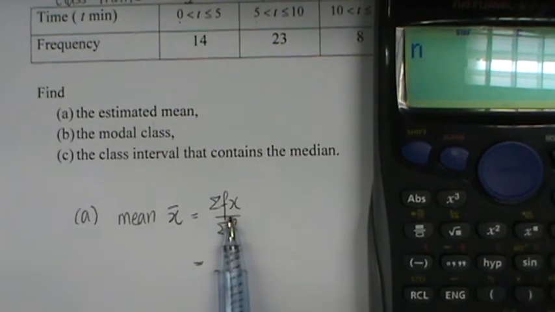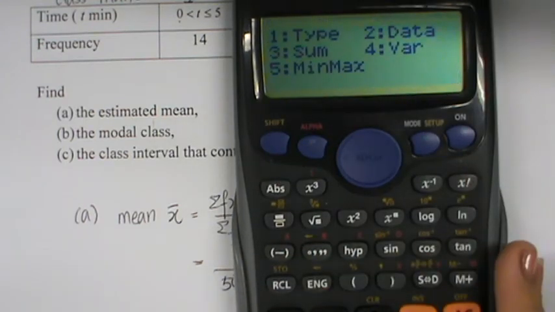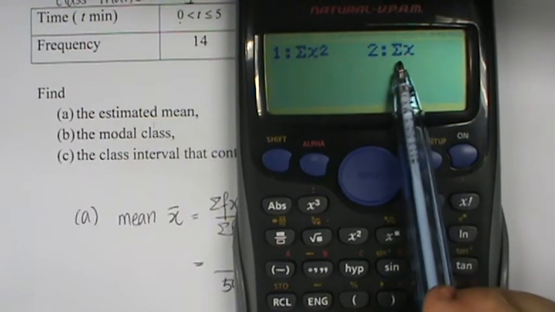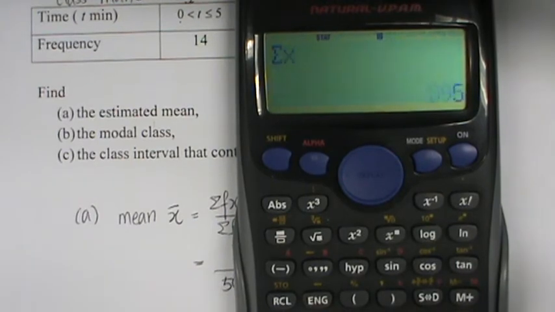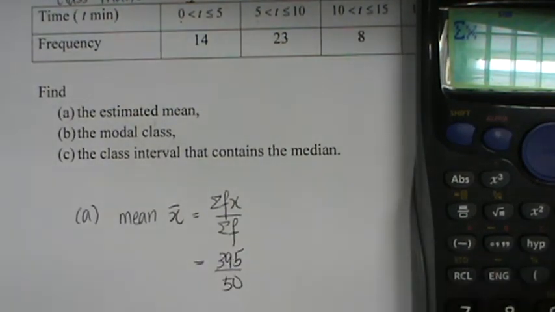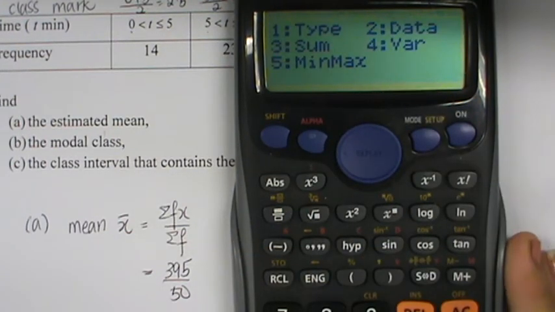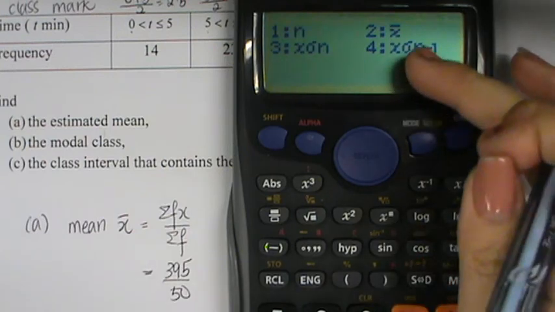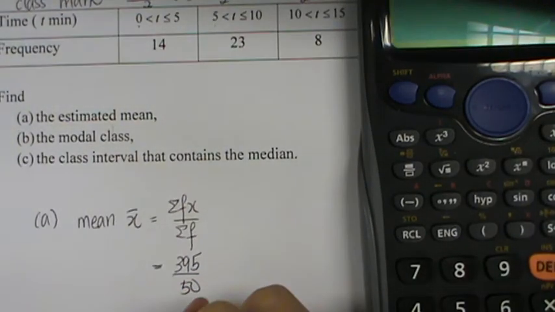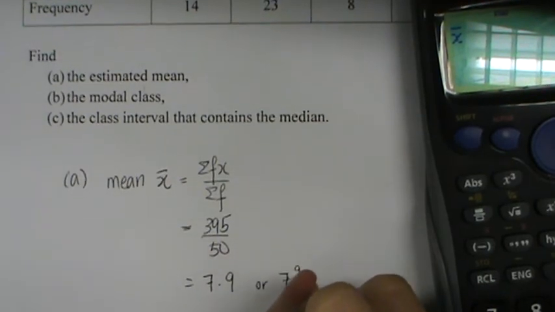Next, let us look for summation fx. Where is summation fx? Clear your screen, Shift 1, look for sum. Since this is a summation, press 3, and we'll need the summation fx, which is 2, click equal. So you have 395. You are also able to retrieve the mean from your calculator directly by pressing Shift 1. In order to get the mean, I'll press 4, number 2, where you see the X bar, and that will be 7.9.